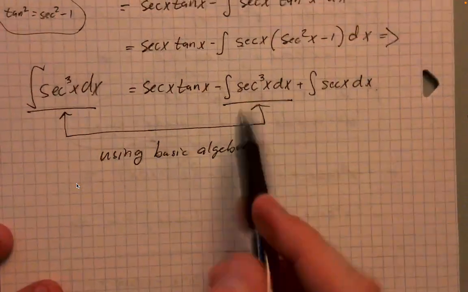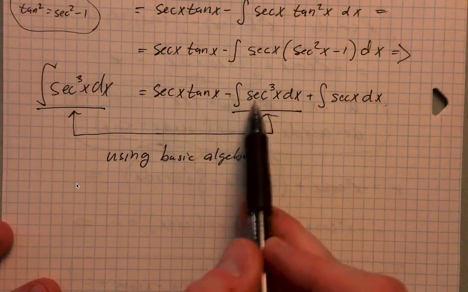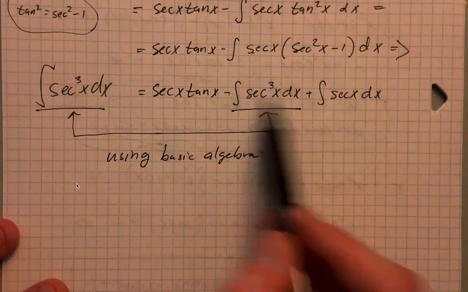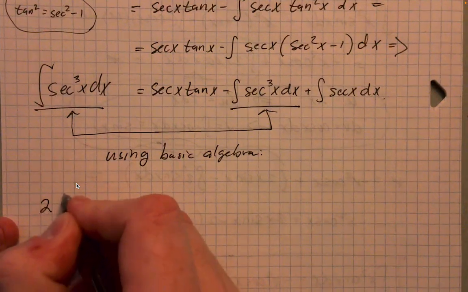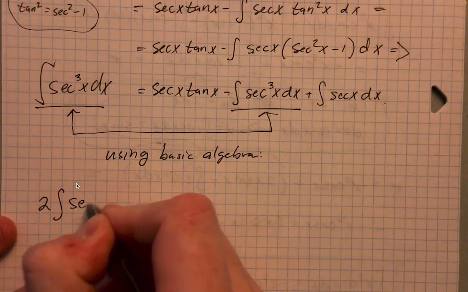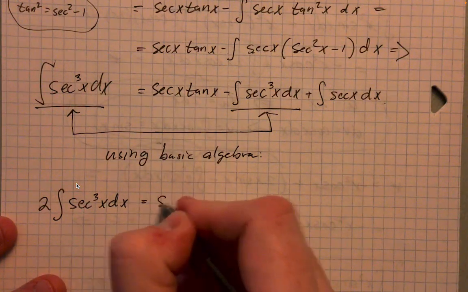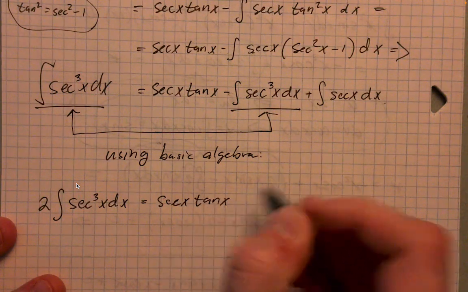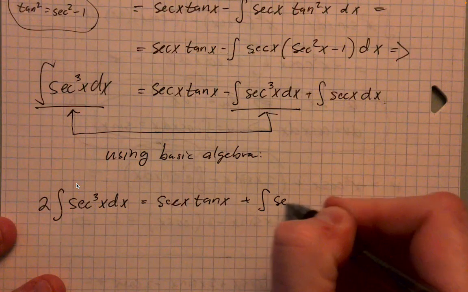Okay, so basically I'm going to add this integral to both sides. I'm going to add the integral of secant cubed x dx to both sides. Another way to say that is I'm going to bring this to the other side of the equal sign. Right? And so what I end up with is over here I have 2 times the integral of secant cubed x dx is equal to this, secant x tangent x plus this, the integral of secant x.